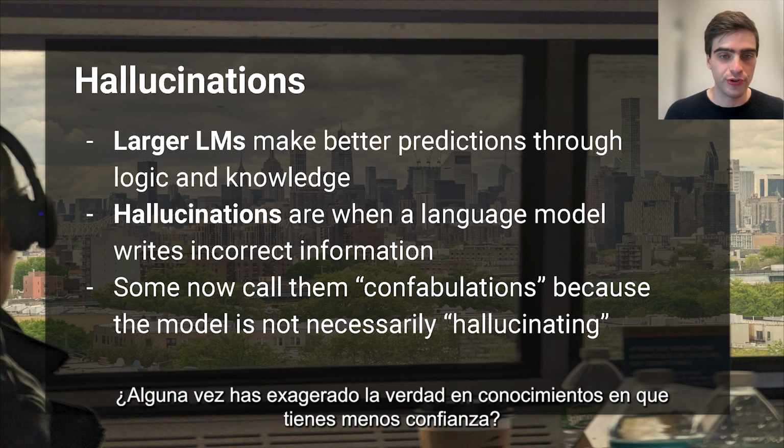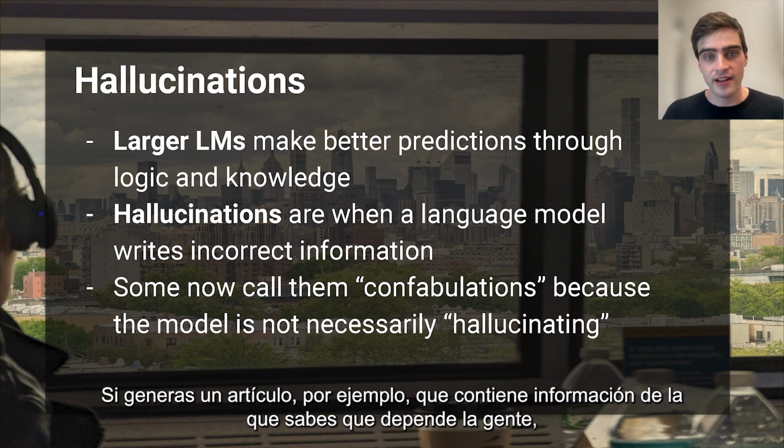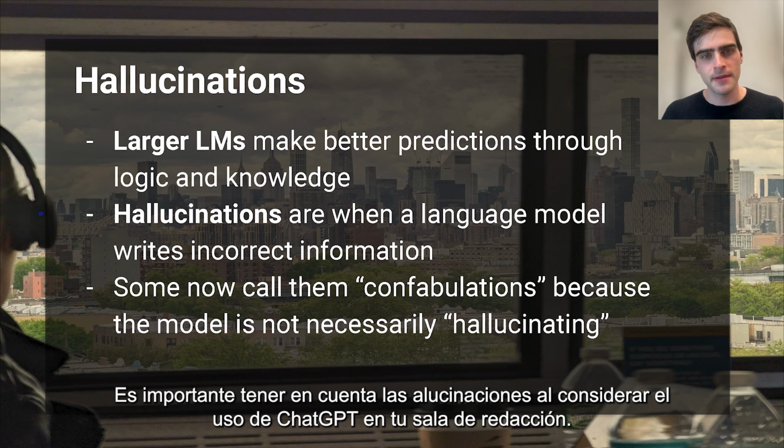Have you ever stretched the truth in knowledge domains you feel less confident about? But in situations where truthful information matters, hallucinations are definitely problematic. If you're generating an article, for example, containing information you know people will depend on, can you really trust the language model to do your copywriting for you? It's important to be aware of hallucinations when considering ChatGPT in your newsroom.